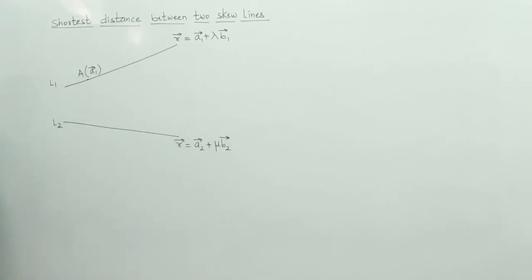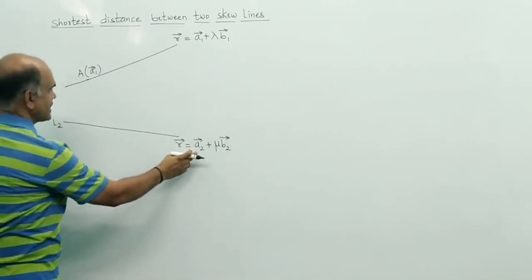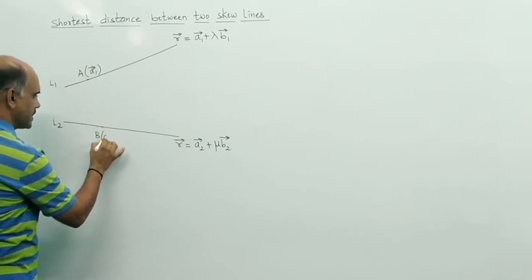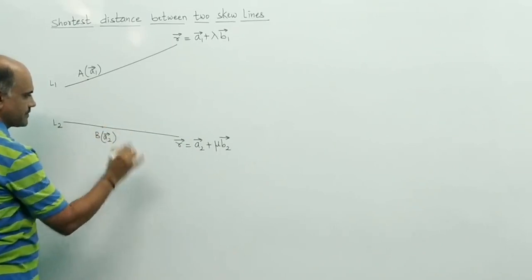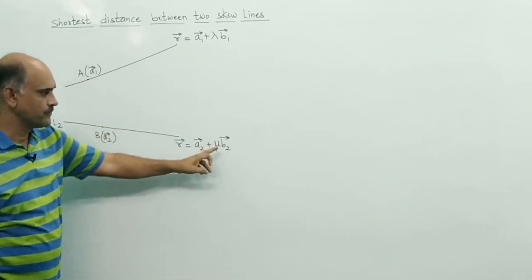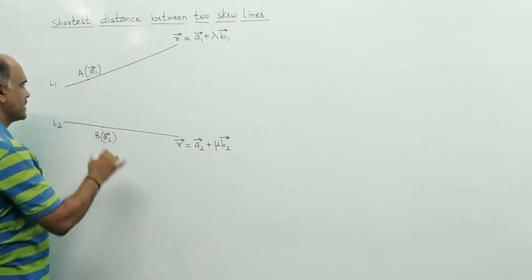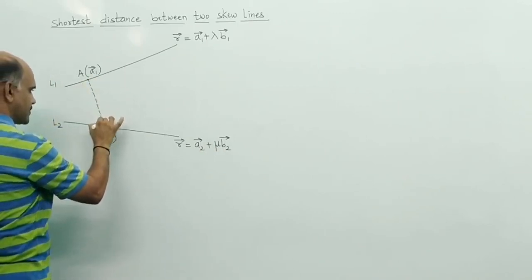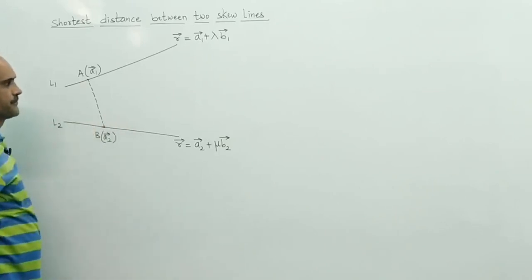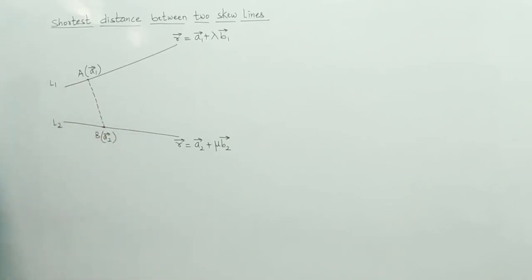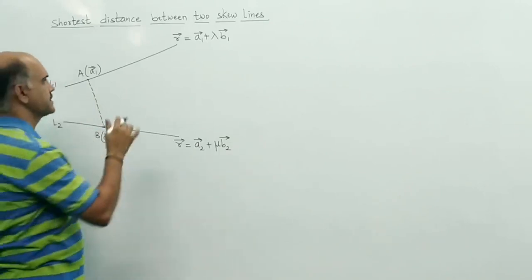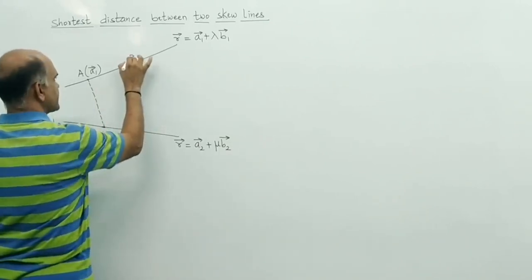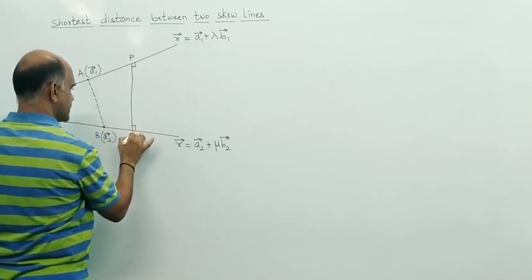Similarly, the second line I will take as passing through point B, its position vector is A2, and parallel to vector B2. So I will join these two points A and B. Let PQ be the shortest distance between these two lines. So I will take this as P, this is 90, this is 90, PQ.